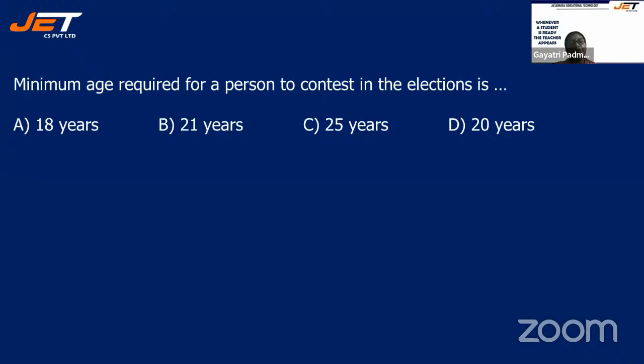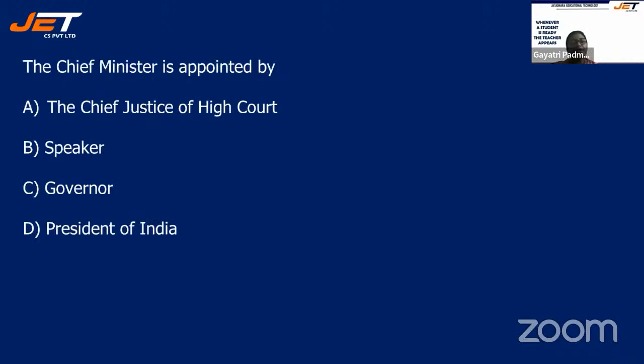Minimum age required for a person to contest in the election is dash years. 18 years, 21 years, 25 years, or 20 years. Let's see the answer. It is 25 years.